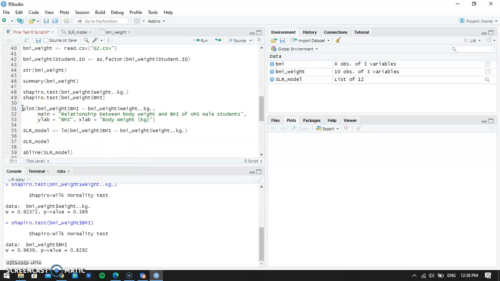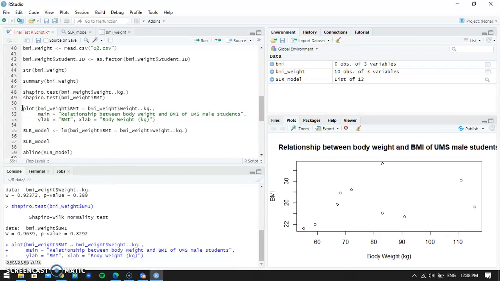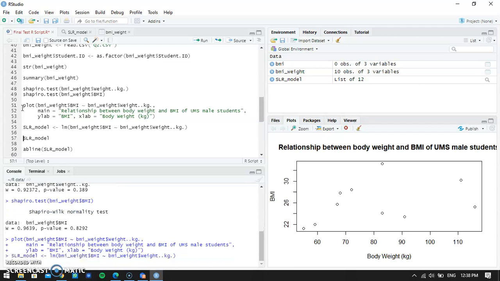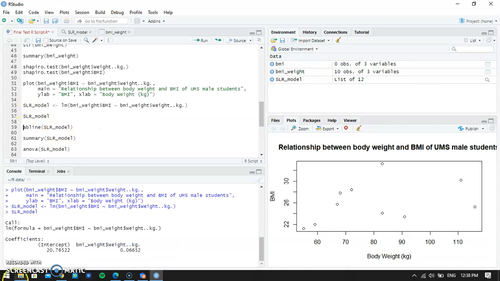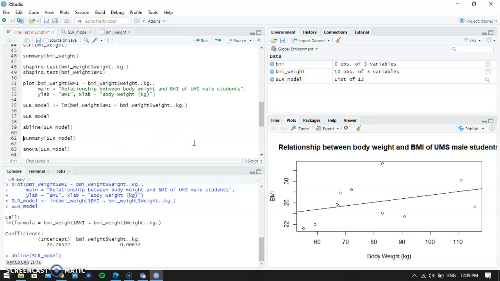Next, I plot my data in a scatter plot. Then I make up a SLR model. My SLR model will show the value for the intercept and the regression coefficient values, which are 20.765 and 0.0665. Next, I insert the line of best fit into the scatter plot.